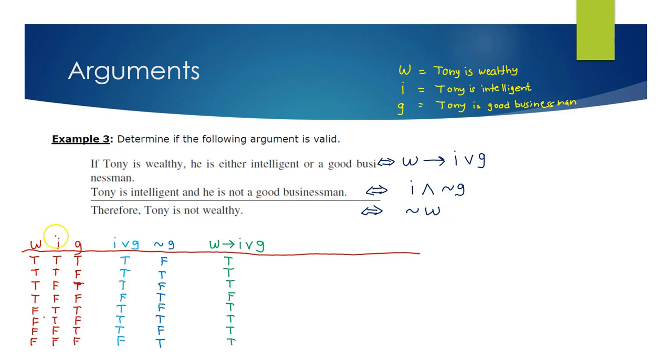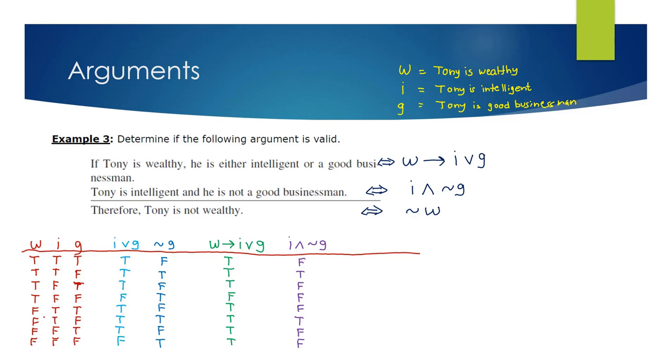Now I'm going to look at I and not G. I'm looking at the second column and the fifth column. For that to be a true statement, those two columns have to both be true. It's going to be false otherwise. So I end up getting this for truth values.